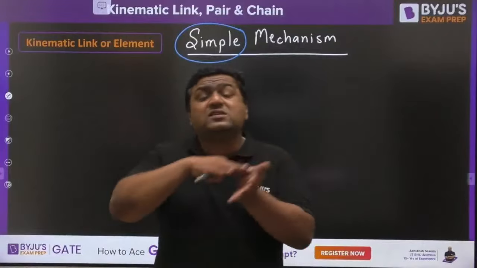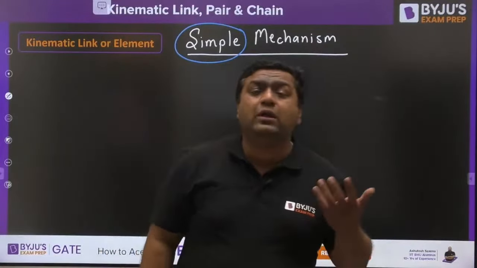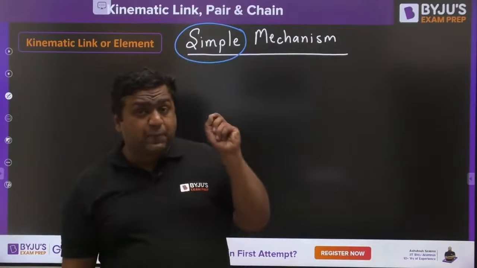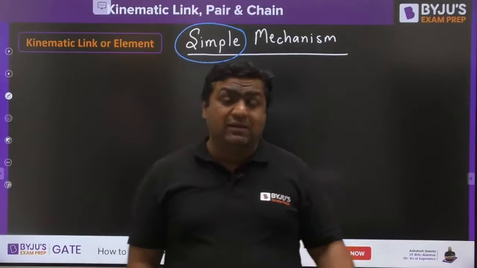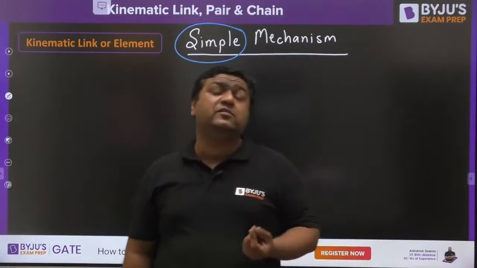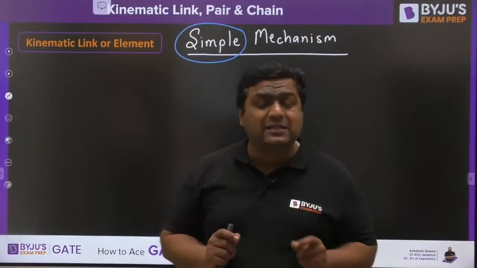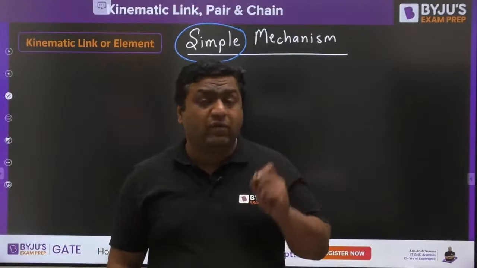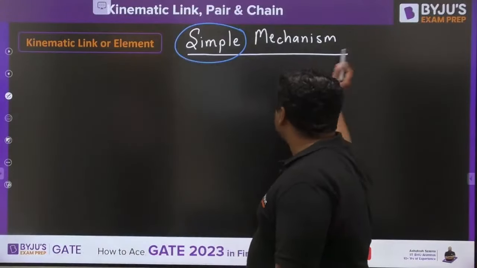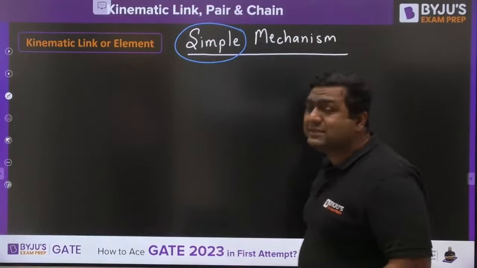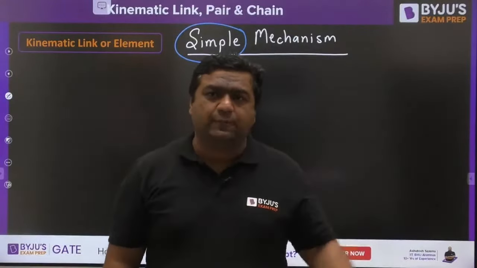So the very first harmonic motion was given the name of simple harmonic motion. The very first type of gear train of the universe was given the name of simple gear train. The very first type of spur gears were given the name of simple spur gears. Similarly, the very first type of mechanism of the world was given the name of simple mechanism. So when I say simple mechanism, it means we are going to discuss the very first type of mechanism which came into picture.